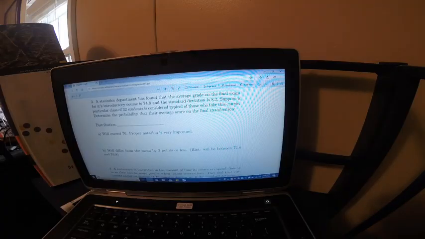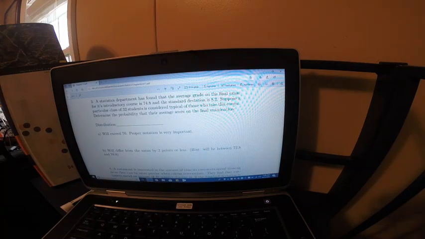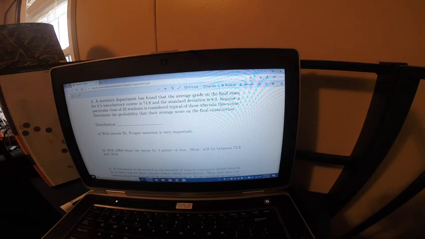Question number 3. The statistics department has found that the average grade on the final exam for its introductory course is 74.8 with a standard deviation of 8.2. Suppose a particular class of 32 students is considered typical of those taking the course. Determine the probability that their average score on the final examination, and then we'll go into the questions.